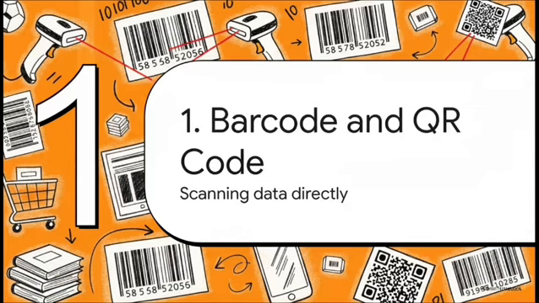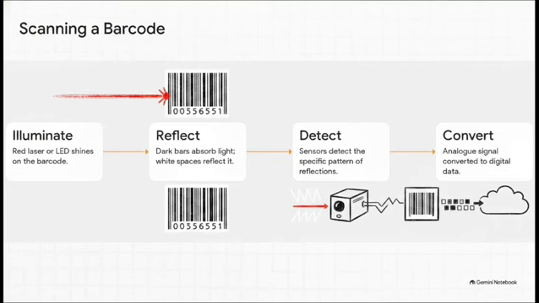Section 1. Barcode and QR code. Scanning data directly. We're starting with a technology you literally see every single day, whether you're at the supermarket checkout or checking out a book at the library. Let's break down what's actually happening when you scan something.